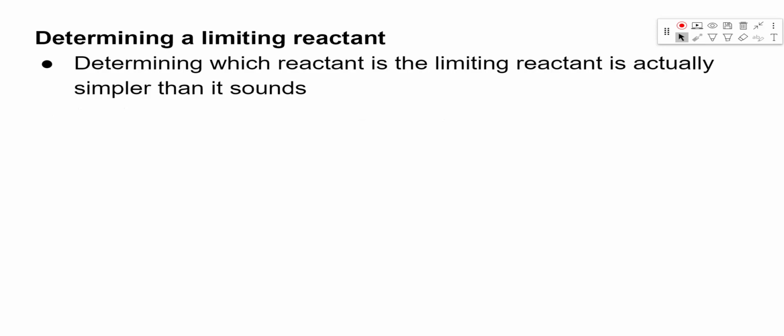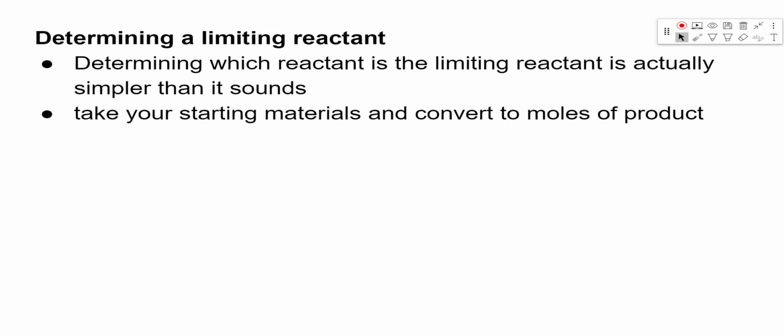So, how do we determine which is a limiting reactant? Because it's not always going to be as easy and face value as that example was. While it may not be as straightforward and visually easy to solve for, finding the limiting reactant is really not that difficult. You're going to take your starting materials and convert into moles of product. If your starting materials aren't in moles already, you will need to convert them to moles.